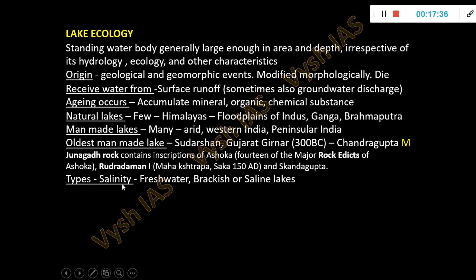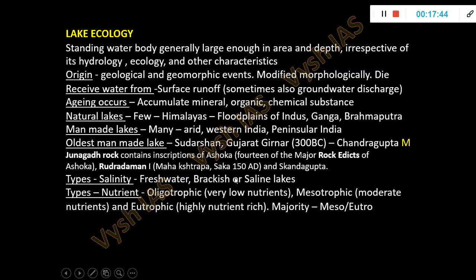Then lake types. Okay, like we studied freshwater, brackish and marine for the overall water system, for lakes it will be freshwater, brackish and saline lakes, based on the same thing, the salt content. Now types are also based on nutrient level. Okay, there is oligotrophic, mesotrophic and eutrophic. From the name itself you will understand: this is low nutrients, this is moderate and this is high nutrients. Okay, and the majority are meso or eutrophic, meaning most of the lakes have more nutrients. There are very few oligotrophic lakes in this world.